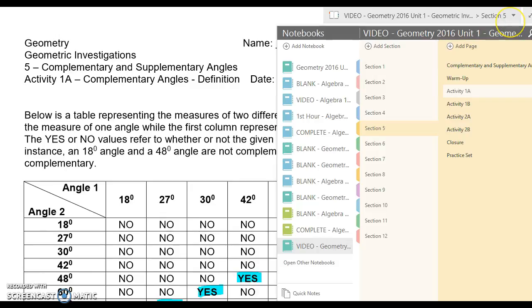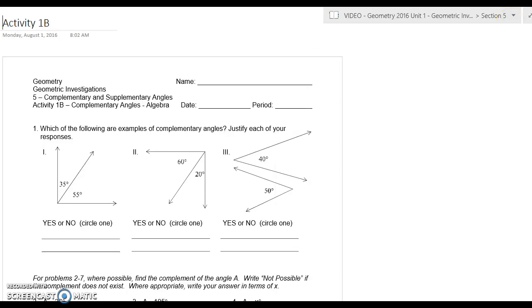So in activity 1B, we're going to use that idea of complementary and do some algebra with it. So here we have which of the following are examples of complementary? Justify each of your responses. Again, the idea is we're going to add them up to 90. Don't go by the picture, but the addition of the angles. So if I take 35 plus 55, that will give me 90. So yes, and my justification is 35 plus 55 equals 90.